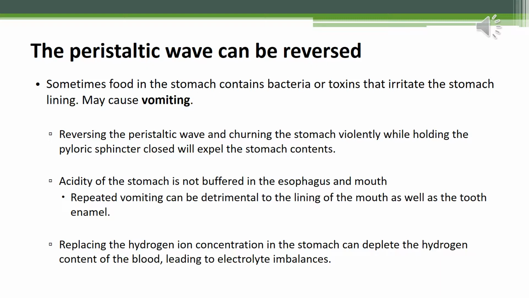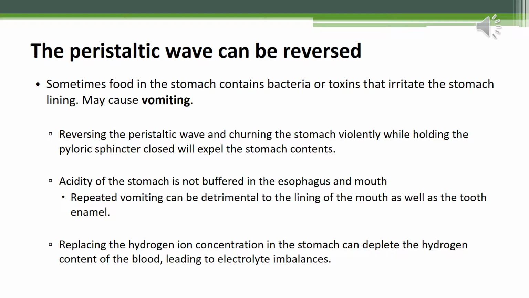Also, I forgot to say this in the last slide, but there is a buffer system that works at the beginning of the small intestine to ensure that we neutralize whatever stomach acid might have seeped into the small intestine. And this is what prevents the small intestine from being eaten, burnt, or otherwise destroyed by the stomach acid.